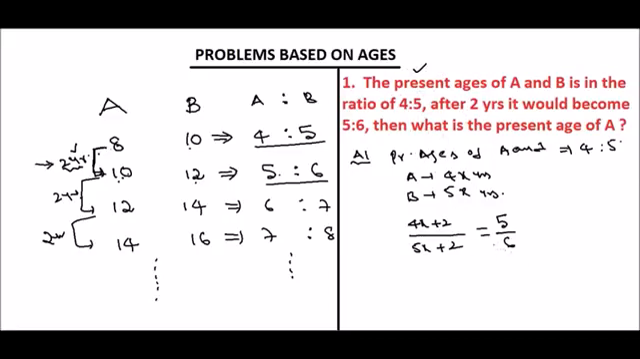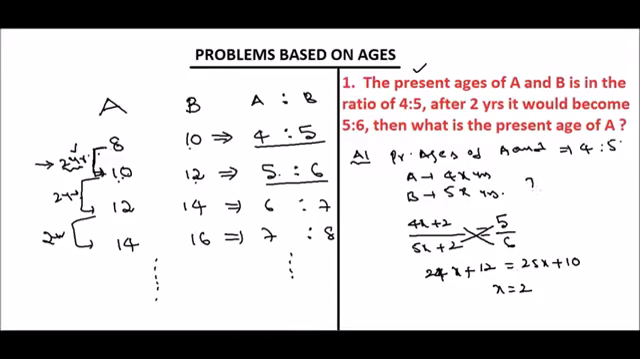I have simply converted the given verbal data with the help of algebra into an equation. After that, solving the equation is very simple. You will get x equal to 2. How? 6 into 4x is 24x, so 24x + 12 = 25x + 10. This gives x = 2.